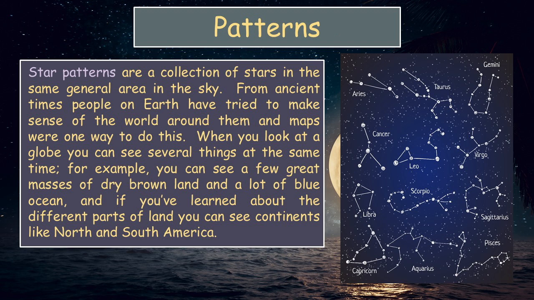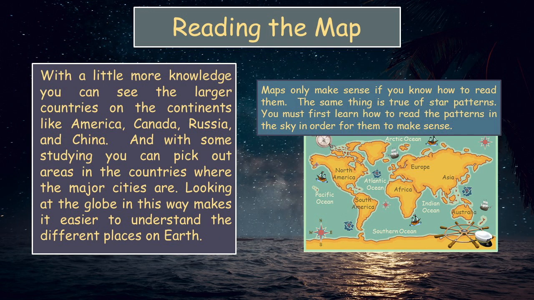From ancient times, people on Earth have tried to make sense of the world around them, and maps were one way to do this. When you look at a globe, you can see several things at the same time. For example, you could see a few great masses of dry brown land and a lot of blue ocean, and if you've learned about the different parts of land, you can see continents like North and South America. With a little more knowledge, you can see the larger countries on the continents, like America, Canada, Russia, and China. And with some studying, you can pick out areas in the countries where the major cities are. Looking at the globe in this way makes it easier to understand the different places on Earth.